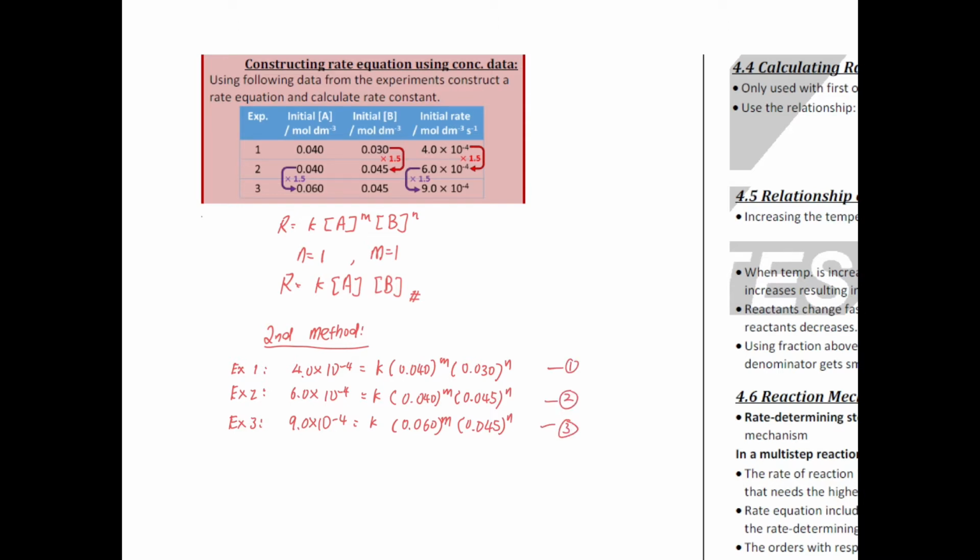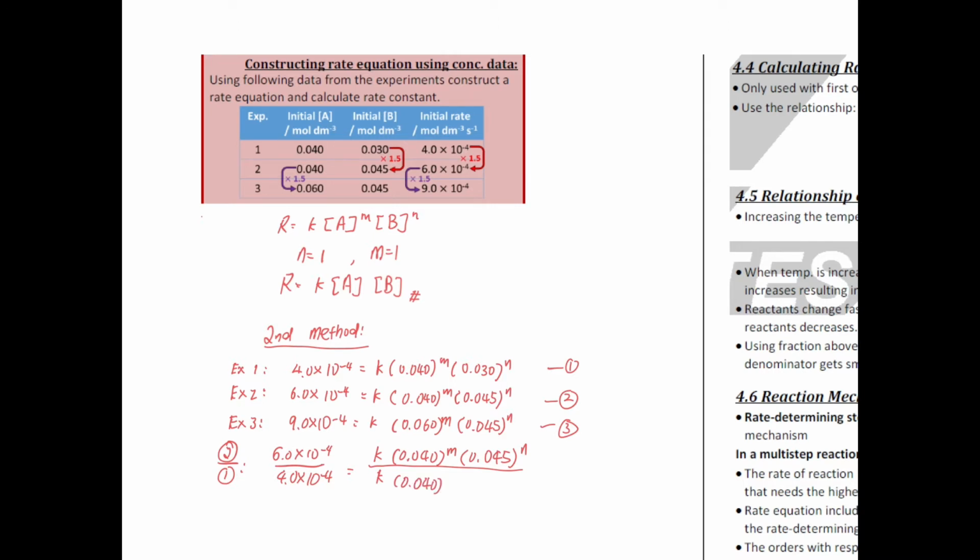So the second way to do it is we do simultaneous equations by elimination. So how to do elimination? We divide, so like 2 divided by 1. So if you do 2 divided by 1, left hand side you will have 6.0 times 10 negative 4 divided by 4.0 times 10 negative 4. So right hand side you have this. The thing is, although this is slower, this method is very safe.